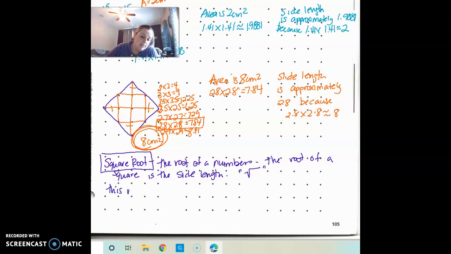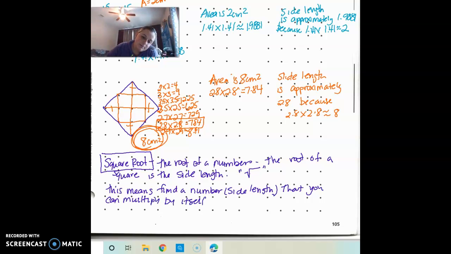And this means find a number. I'm going to put side length. That you can multiply by itself to find the number under the sign, which we know is the square's area.